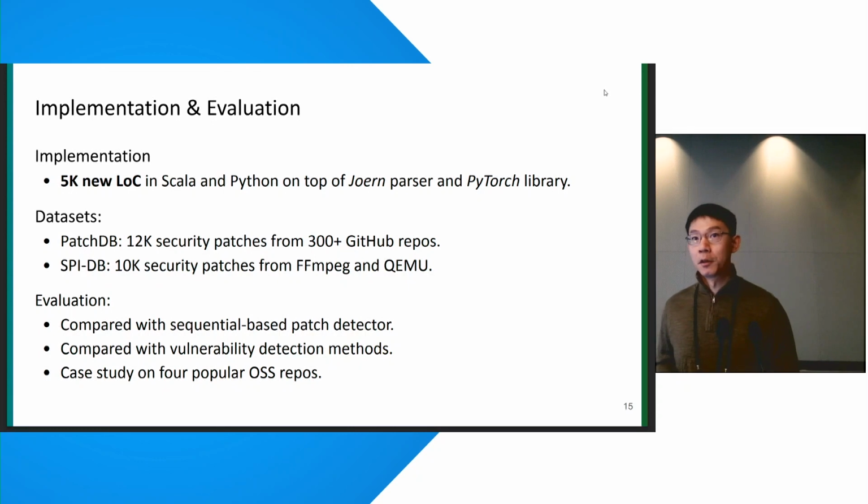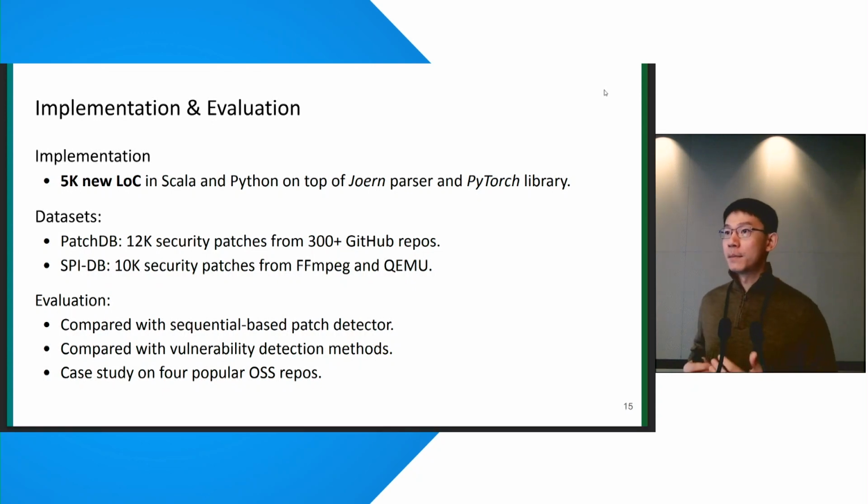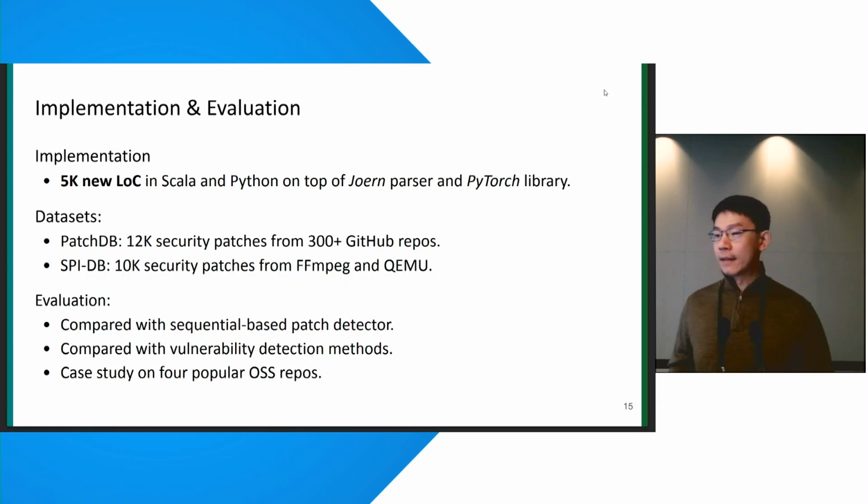We implement our GraphSPD in Scala and Python on top of Yang and PyTorch, and evaluate the performance of GraphSPD with 2 datasets. The first dataset is called PatchDB. It is built by ourselves and released in NDSS 2021, which contains 12,000 security patches from over 300 GitHub repositories. And the second dataset is called SPIDB, which contains 10,000 security patches from FFmpeg and the Chemo.